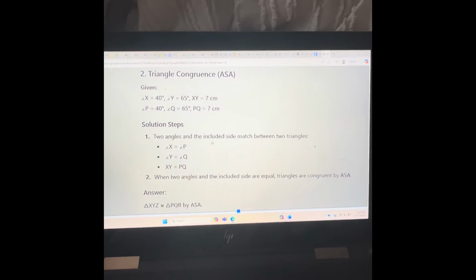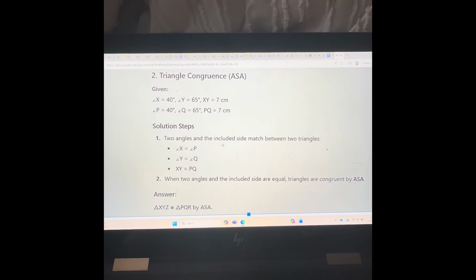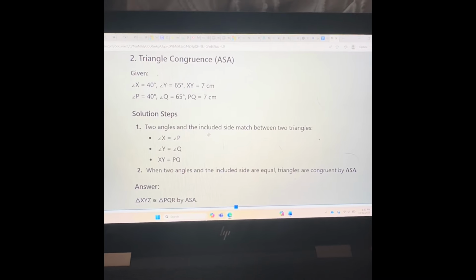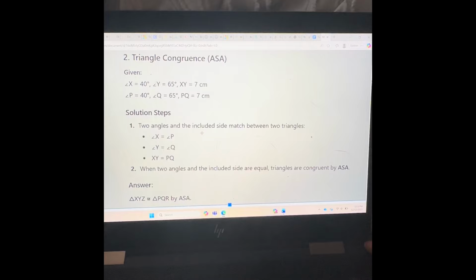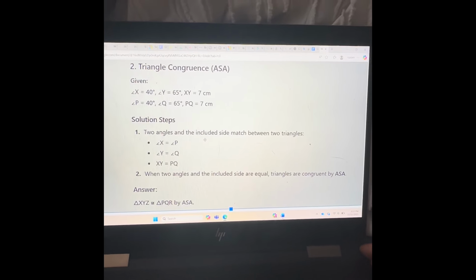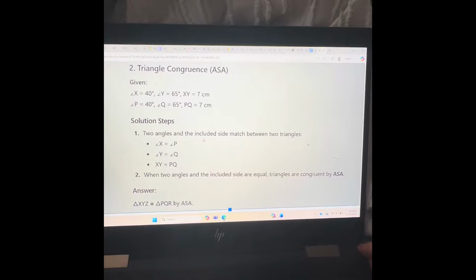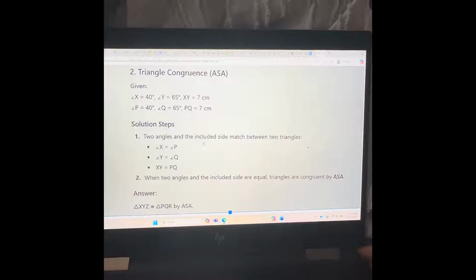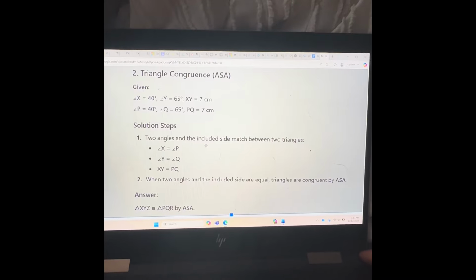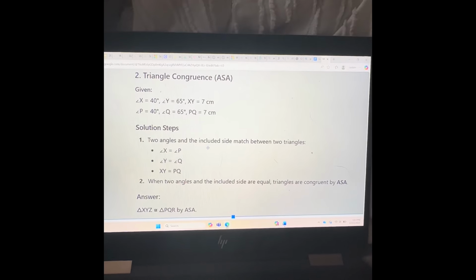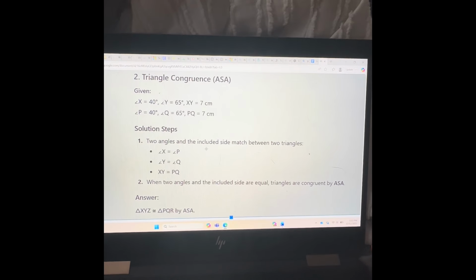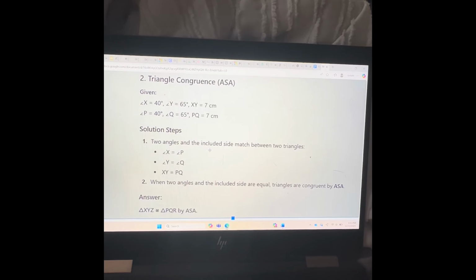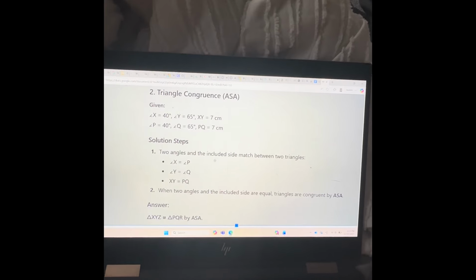Okay, so now we have another problem. We have triangle congruence, which is angle-side-angle, and we're going to be using that postulate. X equals 40 degrees, Y equals 65 degrees, so XY equals 7 centimeters. P equals 40 degrees, Q equals 65 degrees, so PQ equals 7 centimeters. Two angles and the included side match between the two triangles. So X equals P, Y equals Q, and XY equals PQ. When two angles and the included side are equal, triangles are congruent by ASA. So XYZ equals PQR by the angle-side-angle postulate.